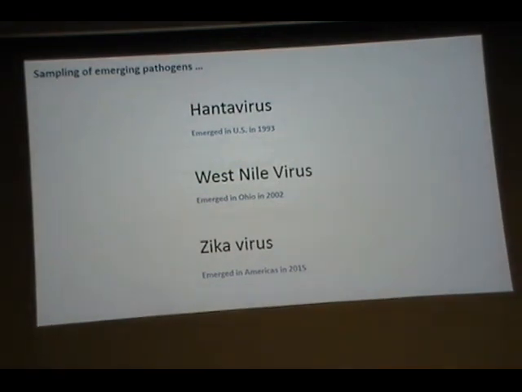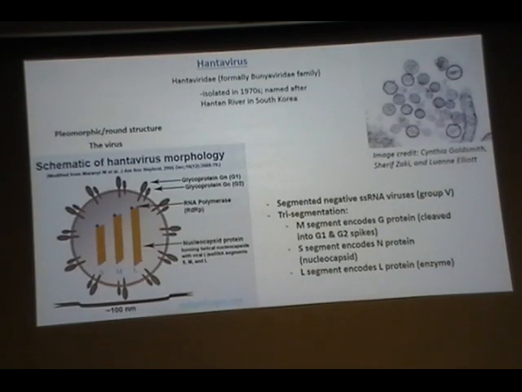I listed 3 viruses to run through some examples of emerging viruses, with some that have more of a historical bent, and some that are a little more recent. One is the hantavirus that emerged in the U.S. in 1993, West Nile virus that emerged in Ohio in 2002, and then the Zika virus, which emerged in the Americas in 2015. So first, the hantavirus.